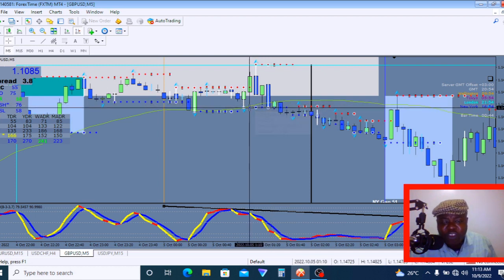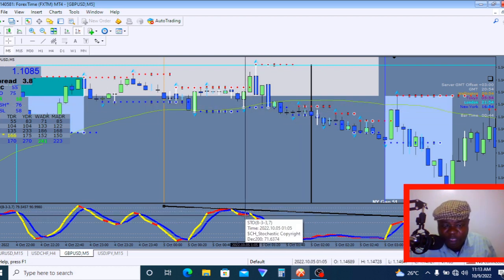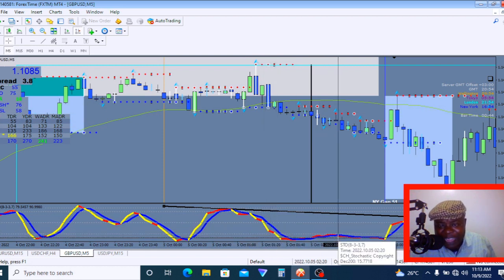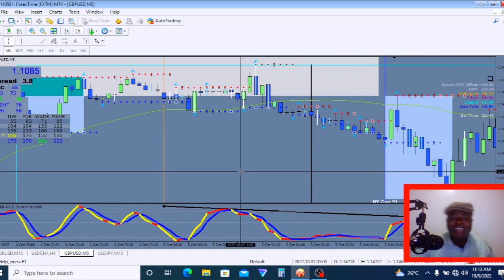Now, immediately, the stochastic comes down. Look at the move. Immediately, it comes down from here. Look at the way it continues to go. It continues to ride down up to this place. Now, this is how you use your stochastic to gauge the direction of the market.